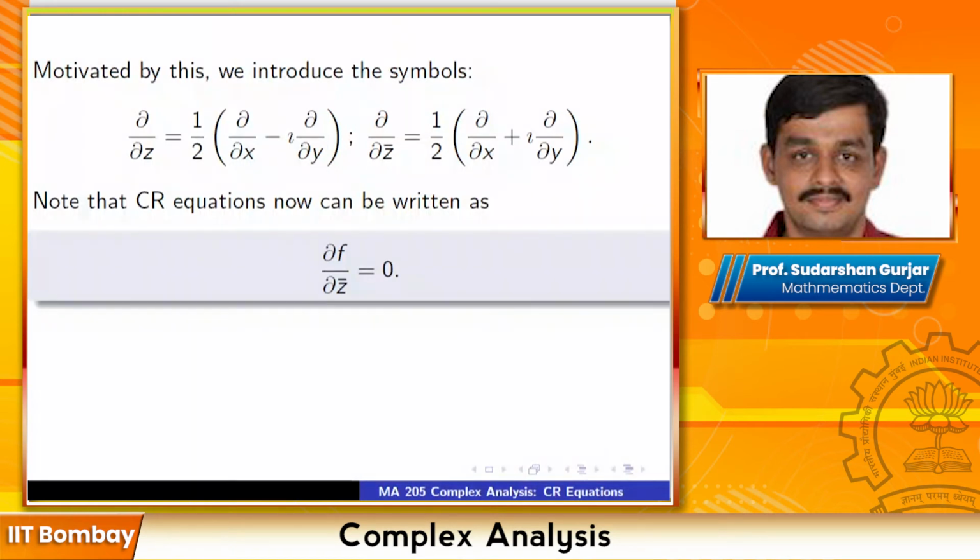pen and paper. Okay, so Cauchy-Riemann equations can be written more compactly as del f by del z bar equal to 0. In fact, I have written del f by del z bar equal to half of (ux plus i vx) plus i (uy minus vy), and ux cancels with vy. uy is equal to minus vx, so that is also 0.